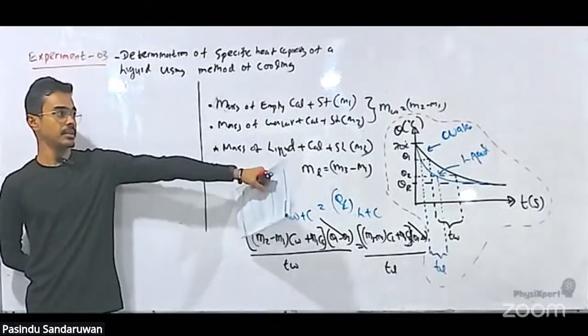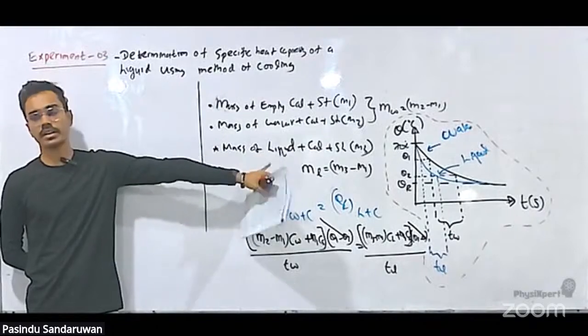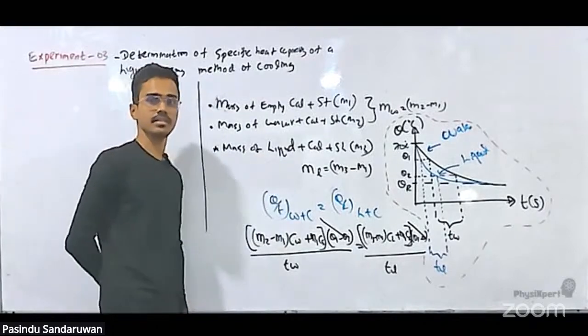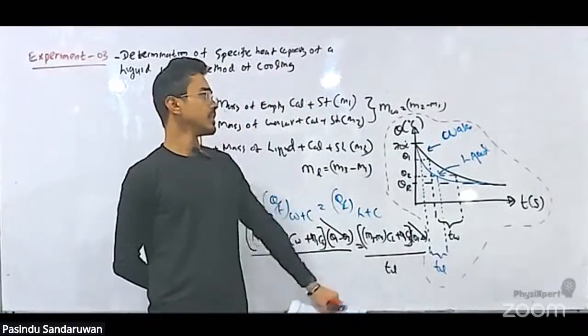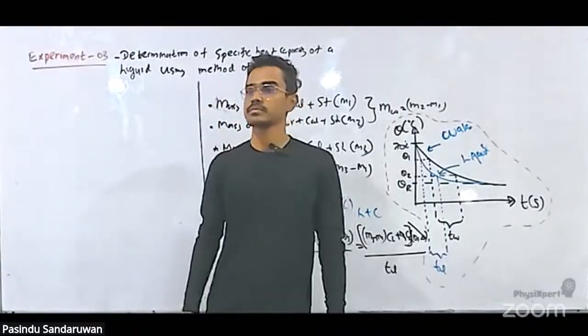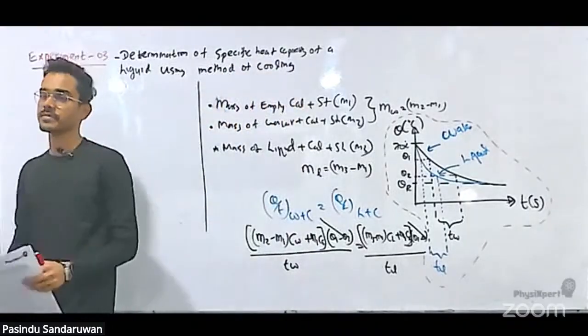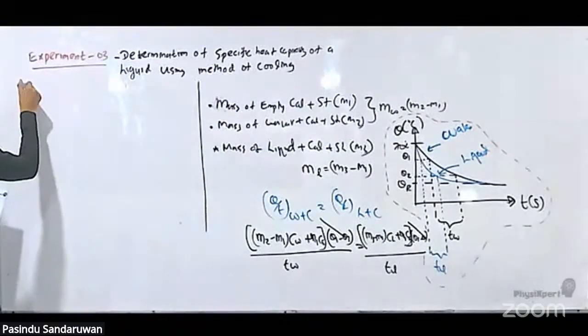Double check the graph. This is the important part. Double check the times and the temperatures on the axes. Right. Now the calculation.